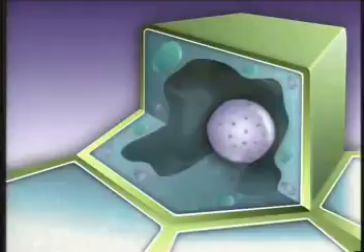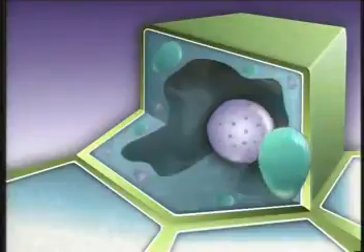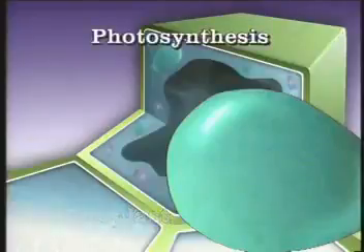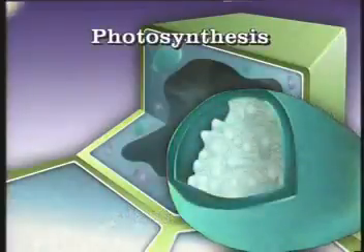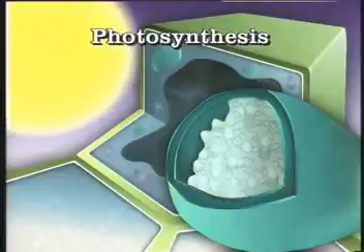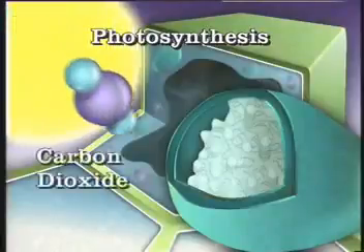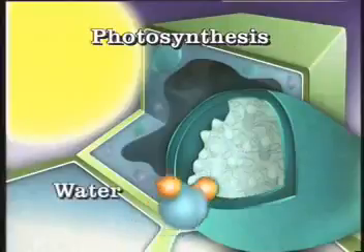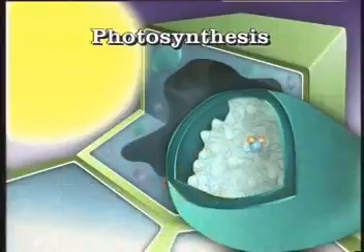Many plant cells, particularly in leaves and stems, have tiny green bodies in them called chloroplasts. Chloroplasts make it possible for plants to manufacture their own food through photosynthesis. Photosynthesis requires energy from sunlight. It also requires carbon dioxide gas from the atmosphere and water that for most plants comes from the soil.